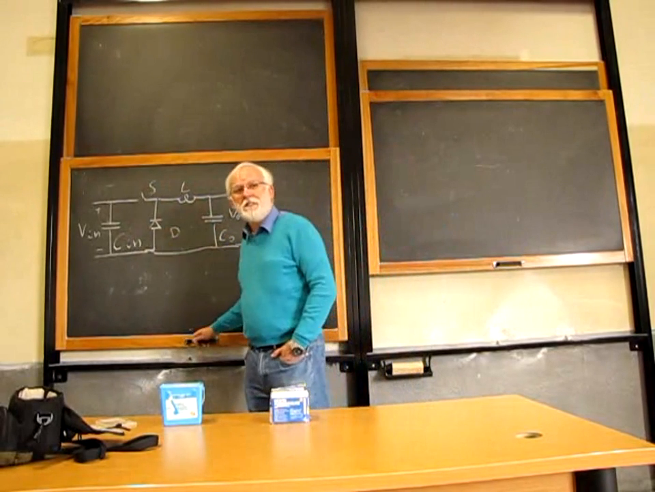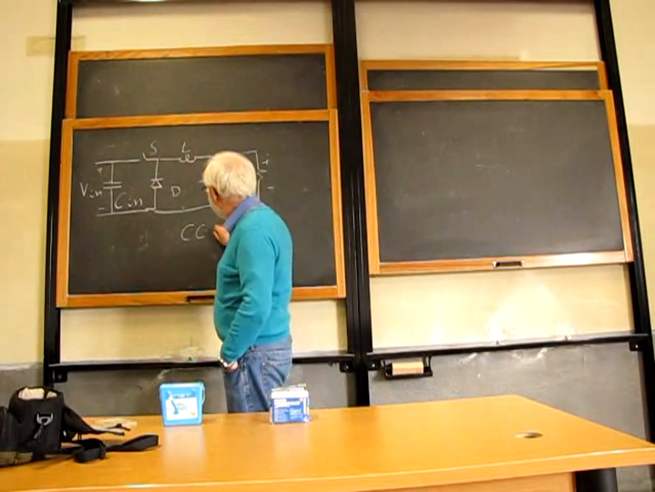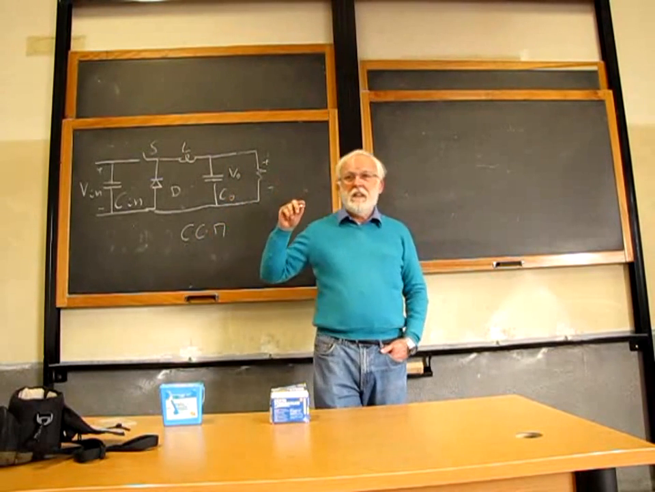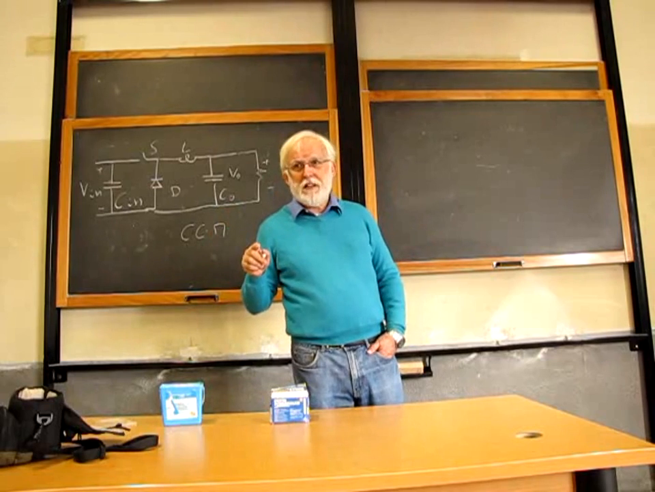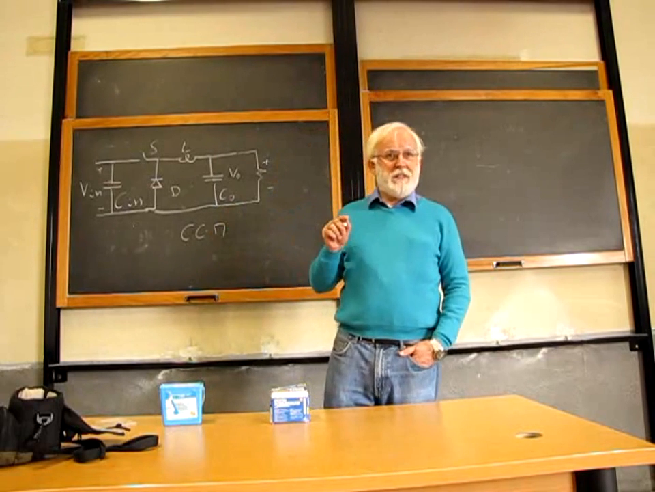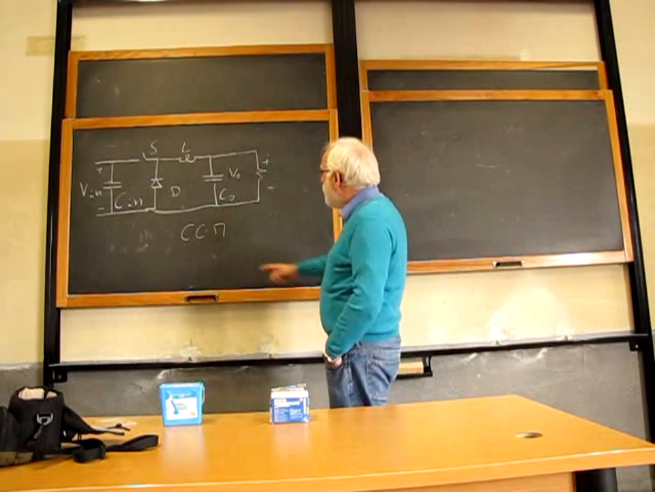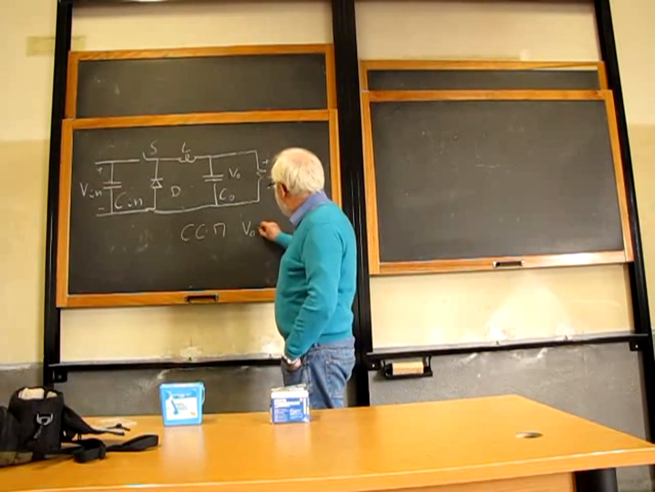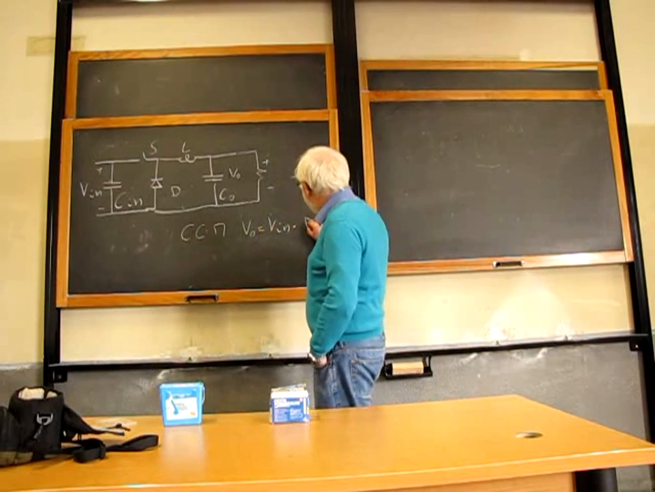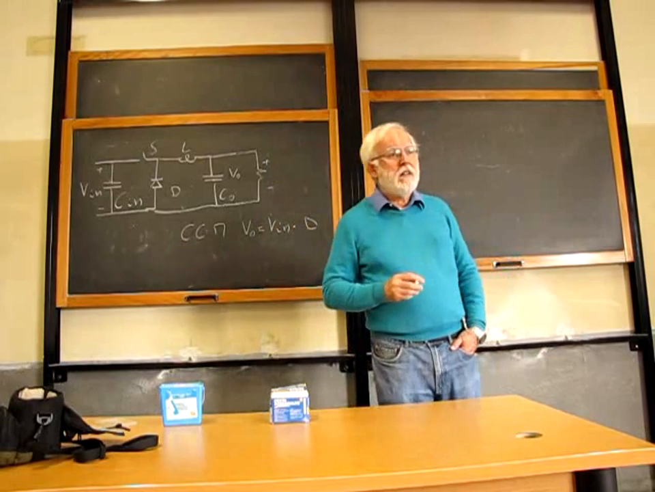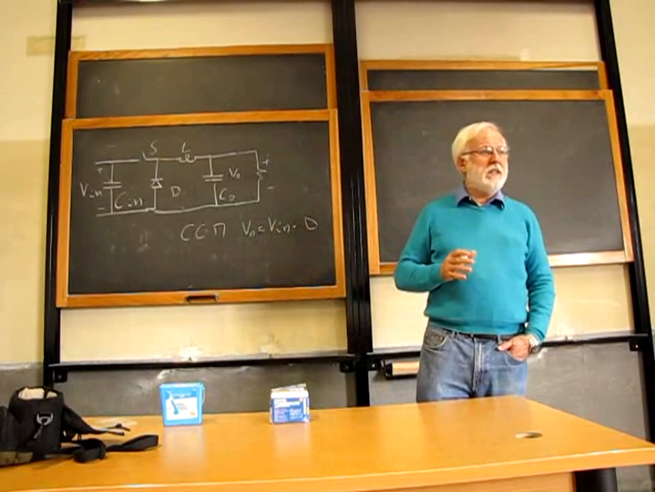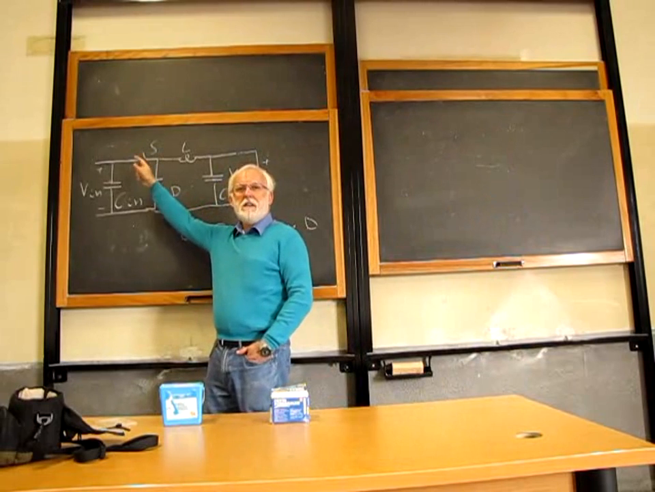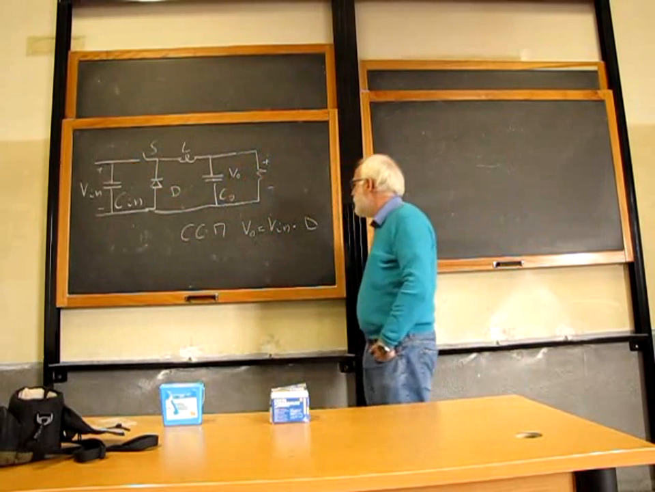And we found that if the system works in CCM, what is CCM standing for? Continuous conduction mode means that the inductor current never goes to zero. That is the real definition of that. If we are in CCM, the output voltage equals the input voltage times D, where D is the duty cycle or duty ratio. It's the ratio of T on, the time when the switch is on, divided by the period of the switch.